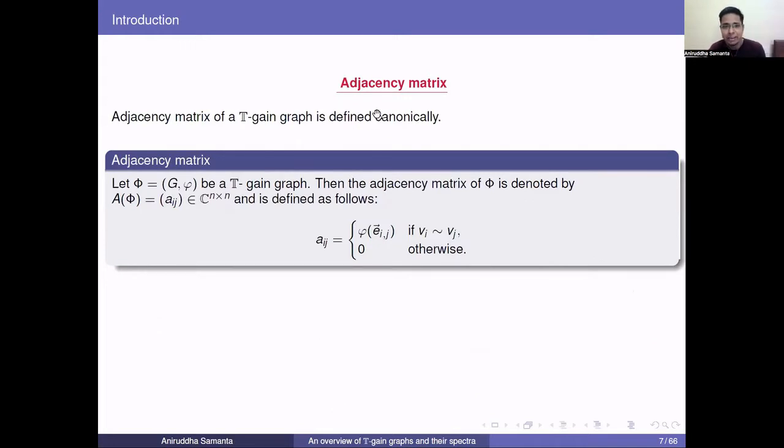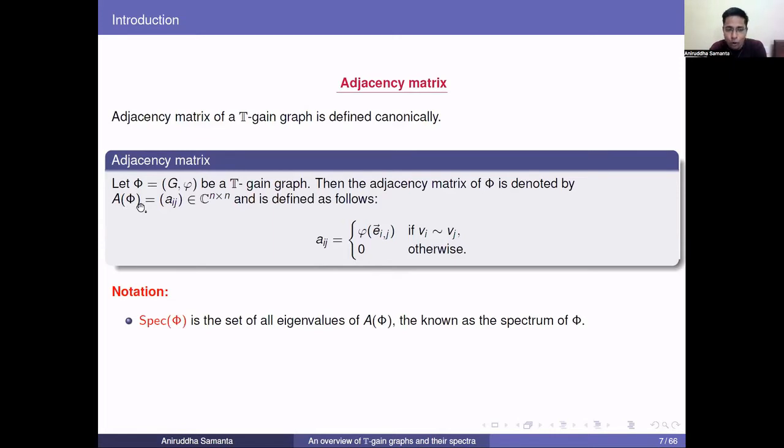Now, the adjacency matrix of a T gain graph can be defined in this way. This is a Hermitian n cross n matrix, and its diagonals are 0. Its ij-th entry is nothing but the gain of the oriented edge, with orientation from the vertex Vi to Vj, and 0 otherwise.